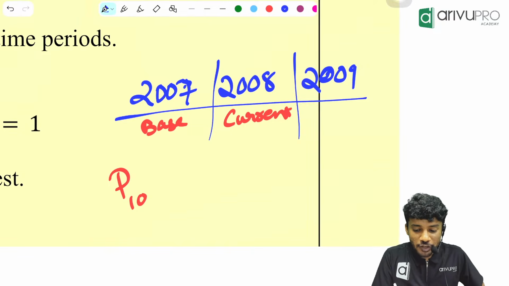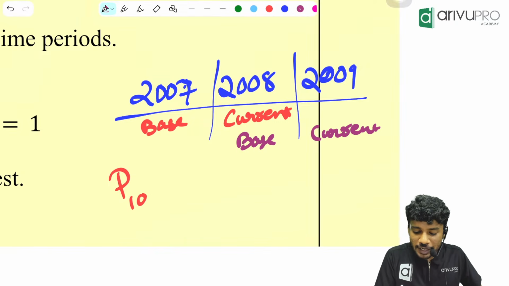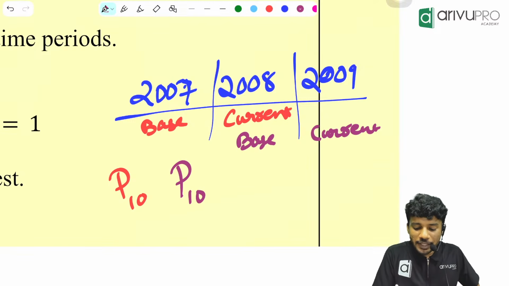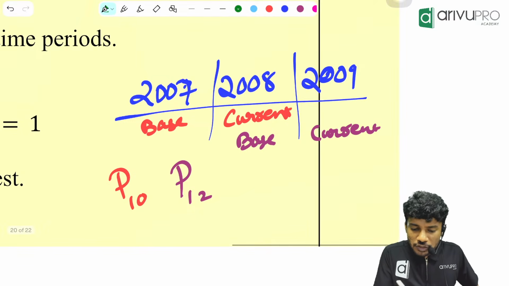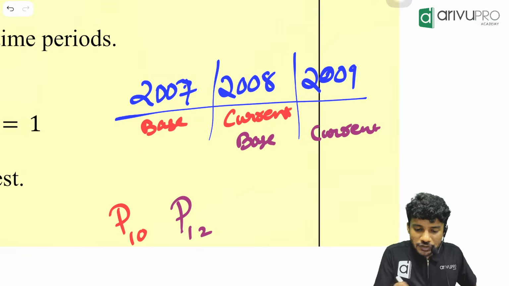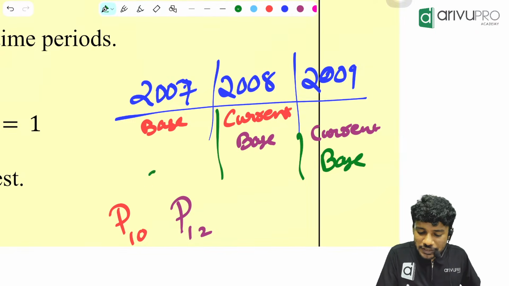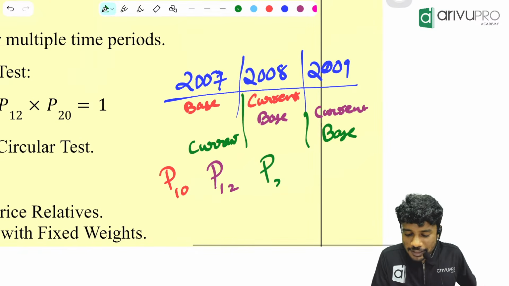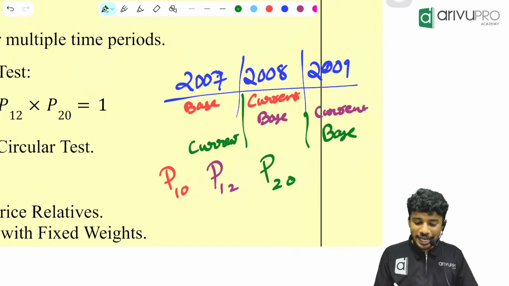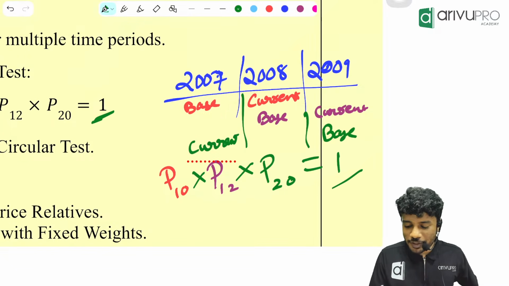Similarly, I am taking 2008 as the base year and 2009 as the current year. Then I am finding another index number called P12. Then the final one, I am taking 2009 as my base year, and I am taking 2007 as my current year. Then I am finding another index number. Can I call it P20? Then I will take the product of everyone. If I take the product of everyone, at the end of the day, I should get how much? 1.